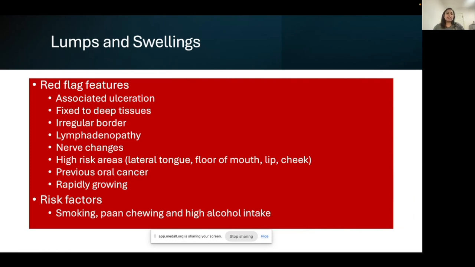Again, same risk factors: smoking, pan chewing, high alcohol intake. It's important to remember that in most oral cancers, there is a cause, but it's becoming more and more common, as smoking rates decrease, that we're getting young patients that didn't have any risk factors. So it's important to just keep in the back of your mind. Don't think they're not a smoker, they can never have this. It's still possible, unfortunately.